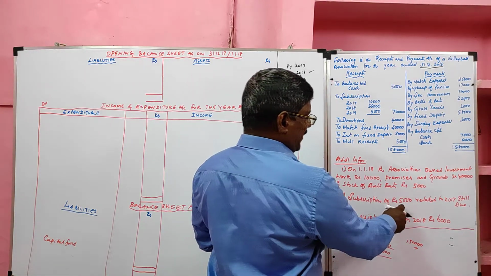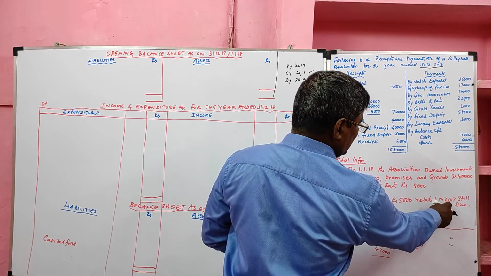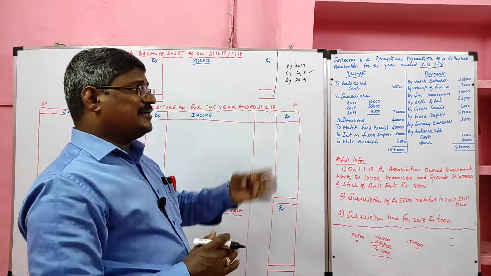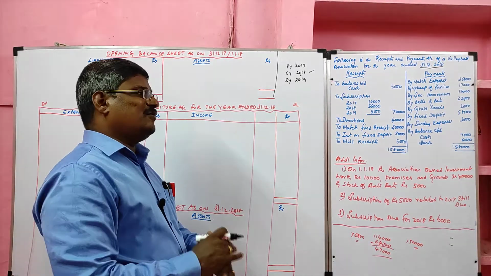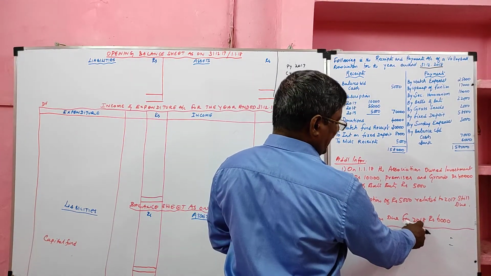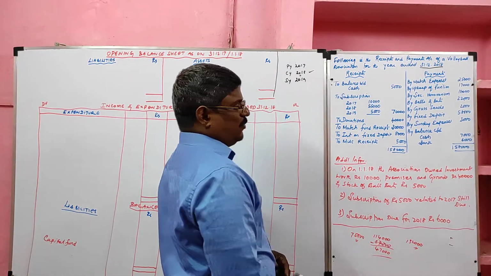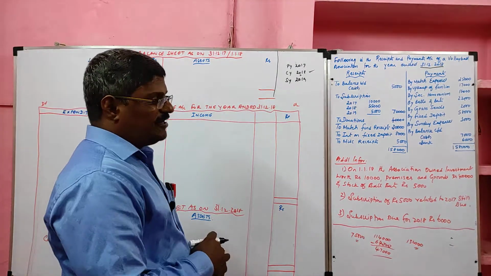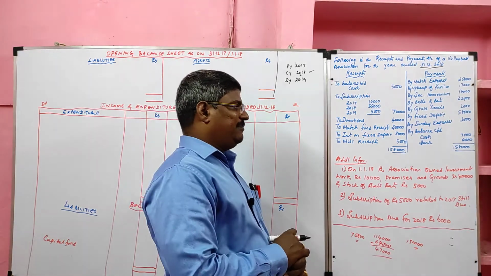Then subscription of 5,000 related to 2017 still due. So 5,000 worth of subscription related to 2017 has not yet been received. Subscription due for 2018, current year, is rupees 6,000. In this problem, opening capital fund is not given. We have to find the opening capital fund.